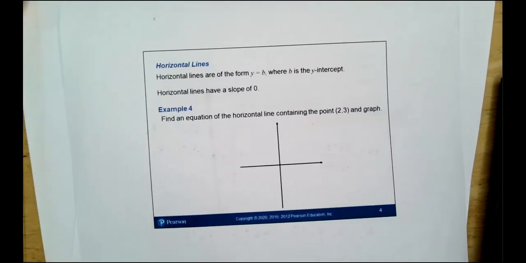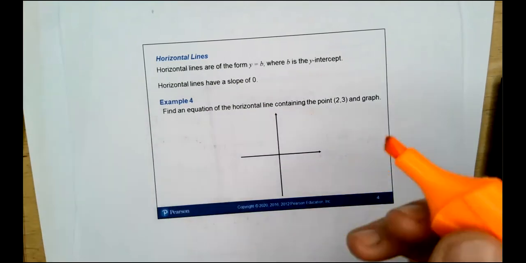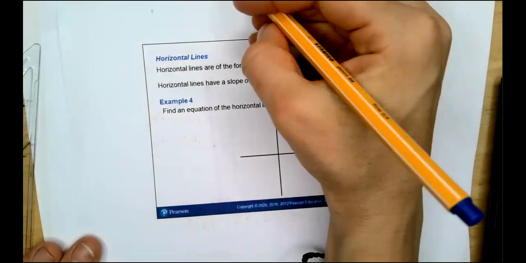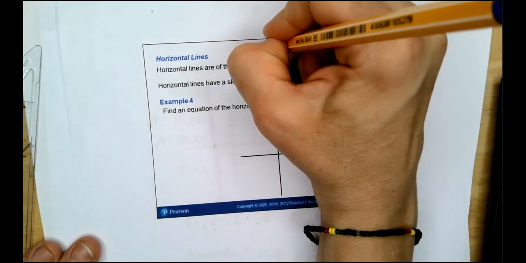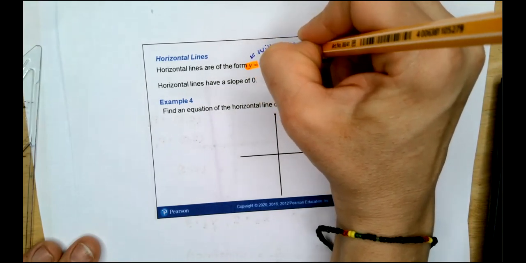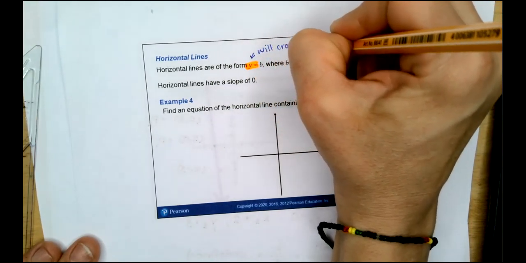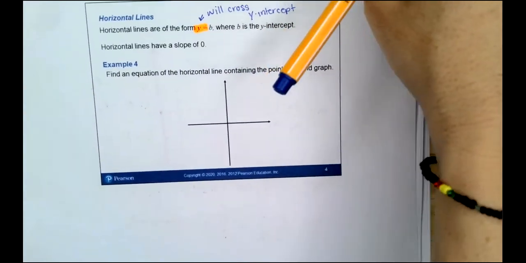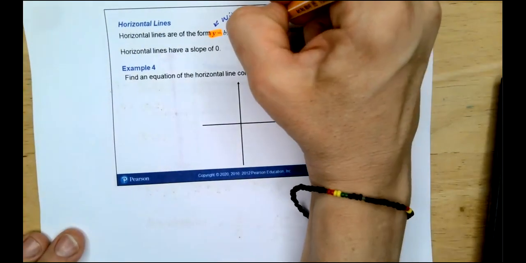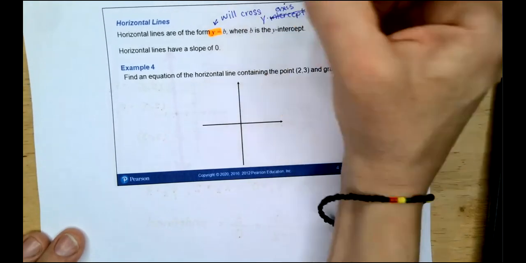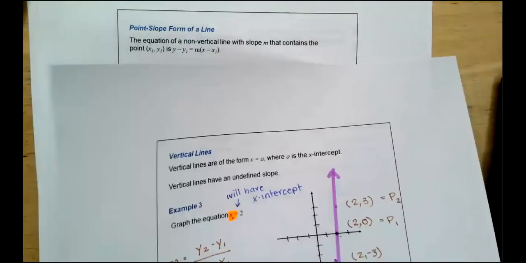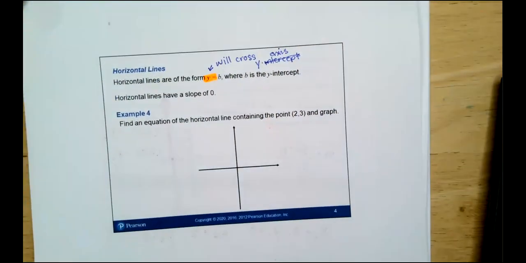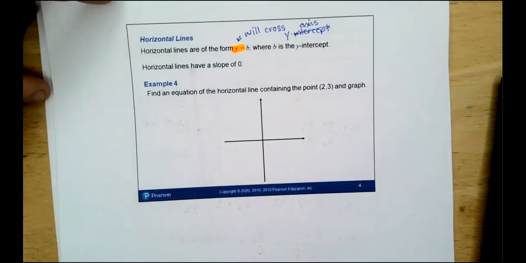We're going to talk then about horizontal lines. You only have a y. Okay? y equals. So you will cross the y-axis and have a y-intercept. It will not cross the x-axis. Vertical lines will have an x-intercept and cross the x-axis, but will not have a y-intercept. It's the same thing, but here the slope is 0.